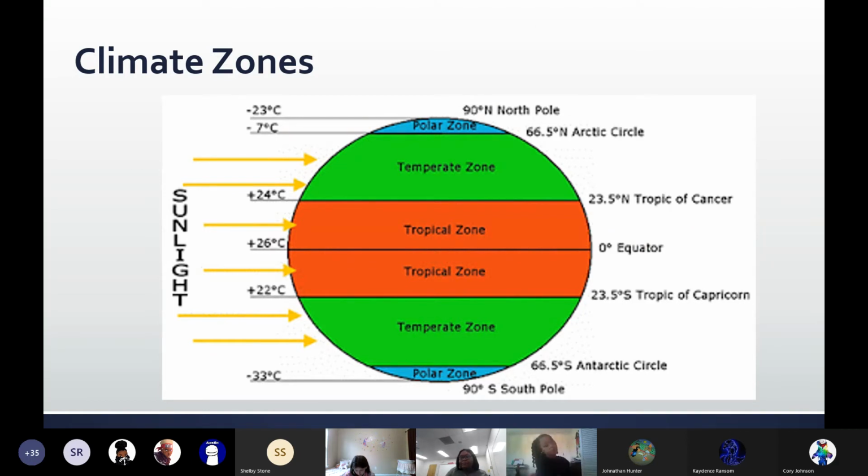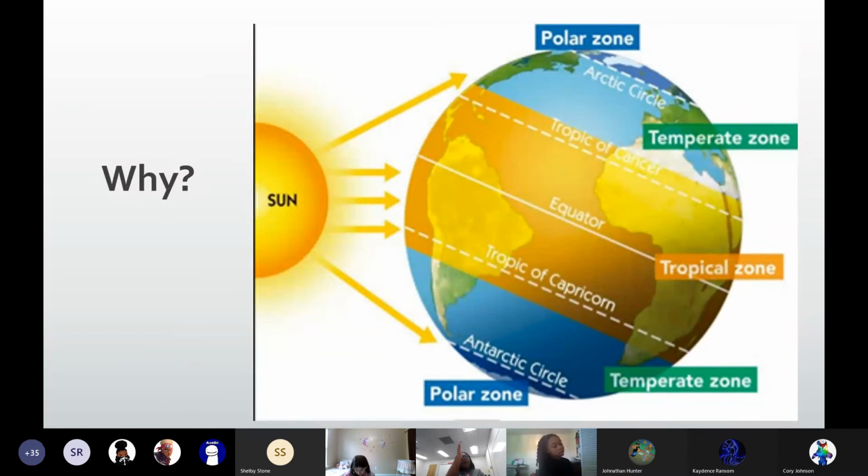Let's talk about why. If we're looking at our Earth, it's important for us to know that our Earth is tilted and is constantly spinning. Because our Earth is constantly spinning, and because it's tilted on its axis, no, it's not upright like this, a certain part of our Earth will get more sunlight than other parts of our Earth. So when we think about why our polar zones are so cold, it's because they are farthest away from direct sunlight, and why our equator and tropical zones are so warm, it's because they are constantly getting the most direct sunlight and therefore heat.